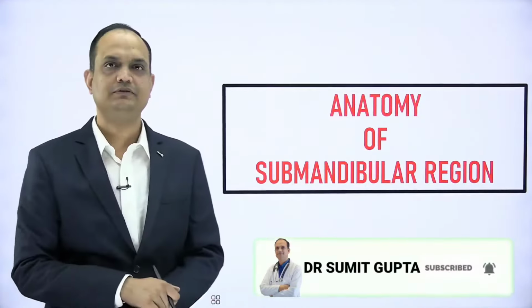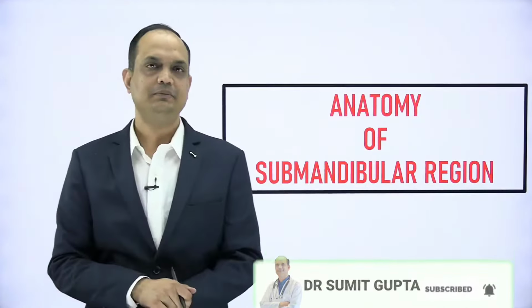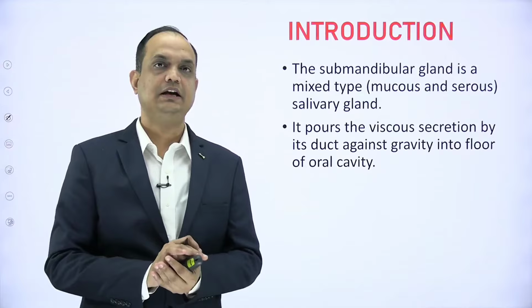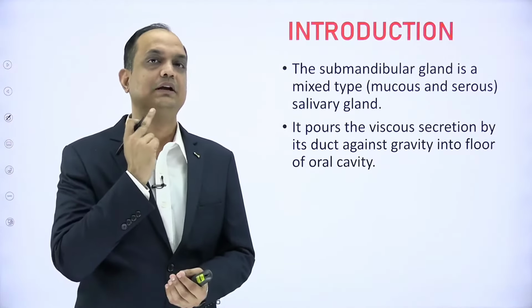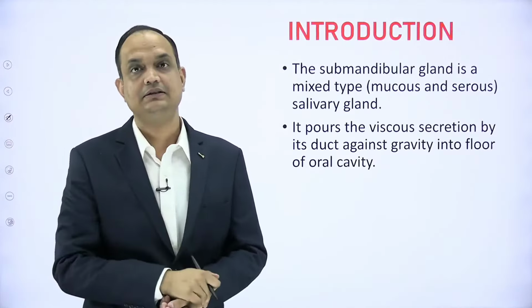Hello students, today we will discuss the anatomy of the submandibular gland. There are three salivary glands: the parotid gland, the submandibular gland, and the sublingual gland. Today we will discuss the submandibular gland.